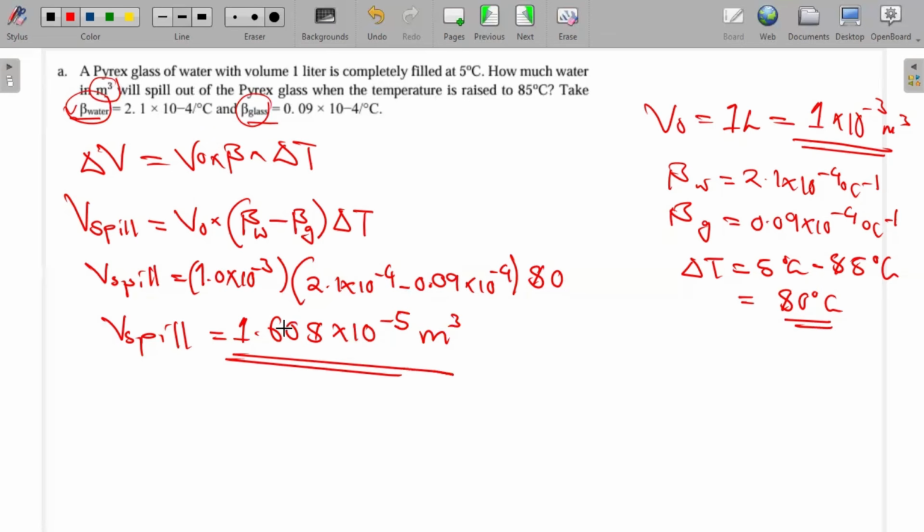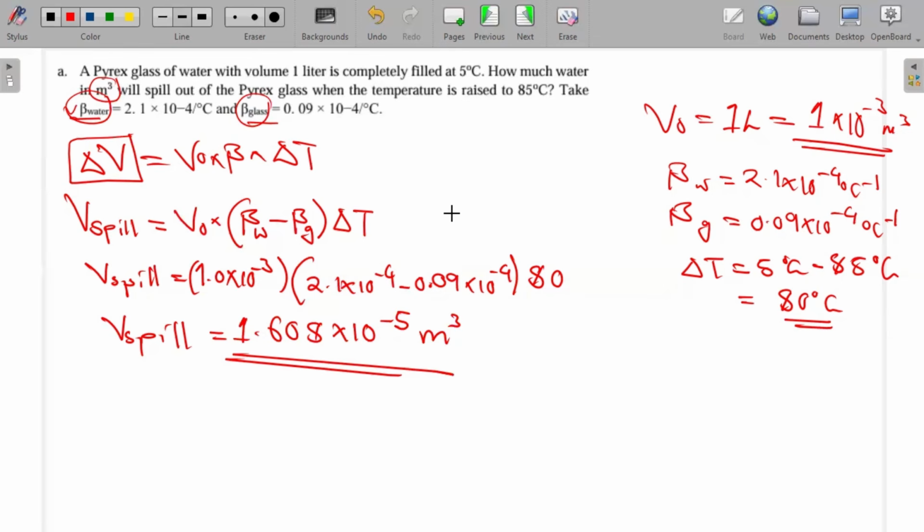Or if you don't want to use this route, you can just find the increase in volume of the water on its own and the increase in volume of the Pyrex glass on its own, then subtract the increase of the Pyrex glass from the increase of the water, and it is going to give you the volume of the water that is going to spill out of the glass. As simple as that. But this is the short form of the formula that you can use.